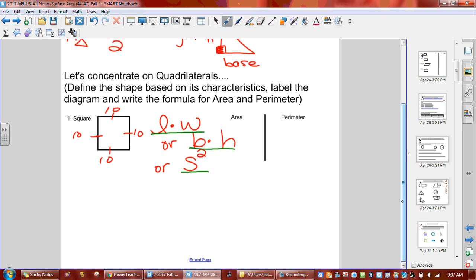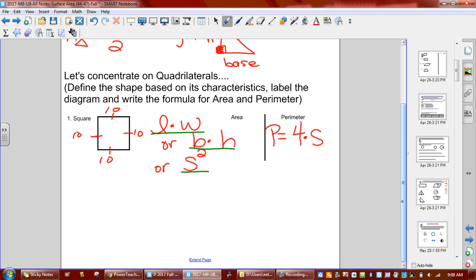Okay? Now perimeter, we want to add up all the sides. If I wanted to add up all these sides, I'd take 10 plus 10 plus 10 plus 10, and I would end up getting 40 over here. But if I wanted to write an actual perimeter statement, I would say it is 4 times the side length. Or you can put 4 times the length. 4L or 4S. So in this case, I would go 4 times 10, and that would give me my 40. And that's how we find perimeter and area of just a square.